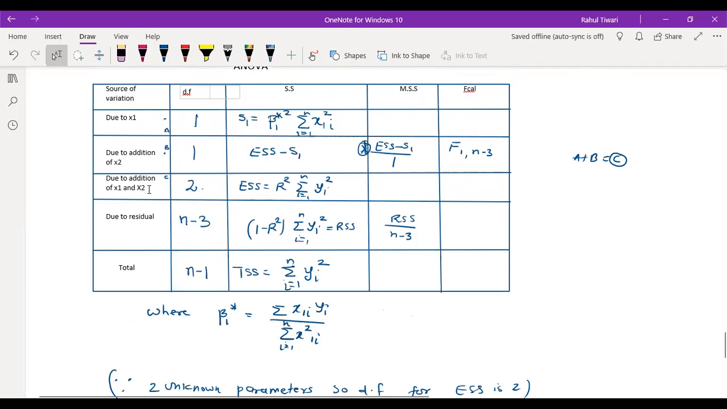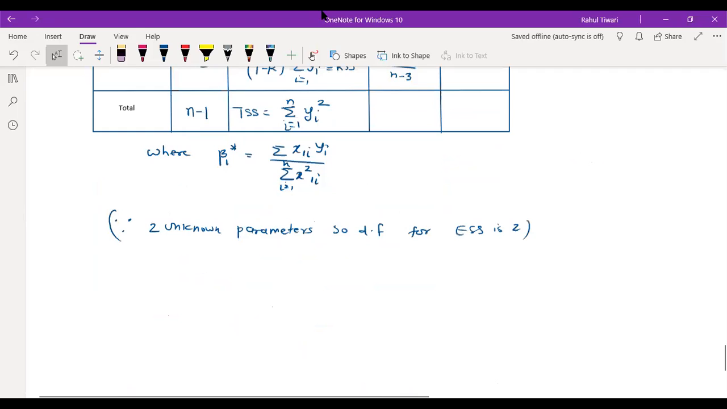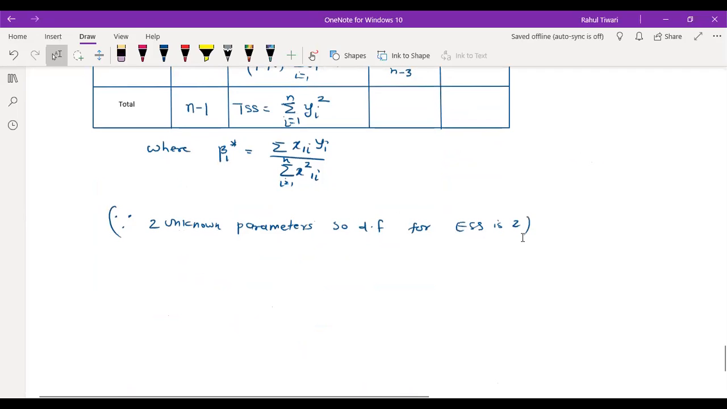If I'm adding x1 here, and if I'm adding x2 here, then the degree of freedom will be 1. If I'm adding one more variable, let's say x3, again the degree of freedom will be 1. So the total addition will be 3, and we have n minus 3. So it's based on how many variables we are adding. And then again the condition is the same.